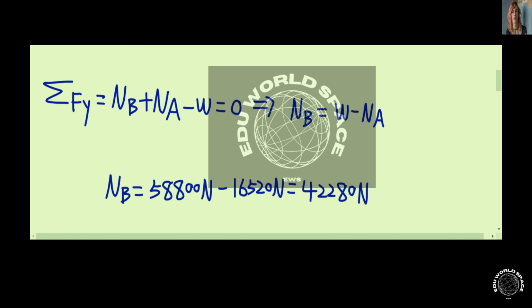So if we subtract 58,800 Newton by 16,520 Newton, this will give us the normal force at point B is equal to 42,280 Newton.